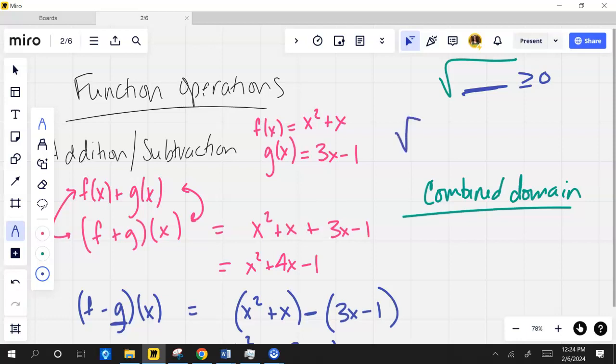That's why if I've got the square root of x, my domain for that one, x has got to be bigger than or equal to 0, so we say it's from 0 to infinity on my domain. Does that make sense?